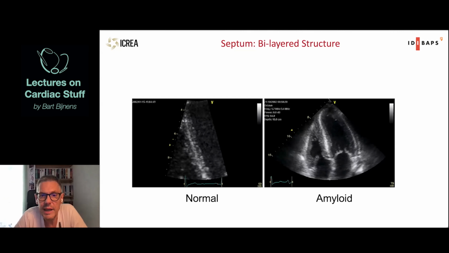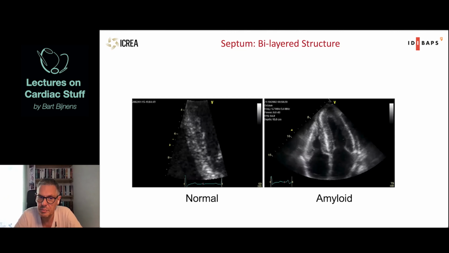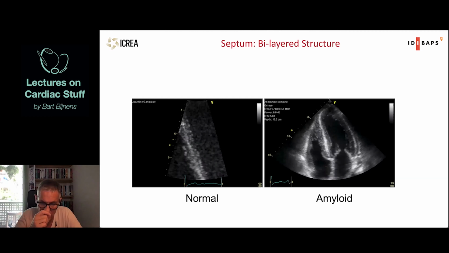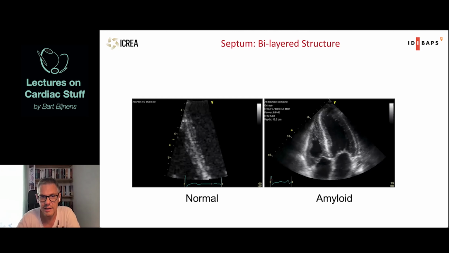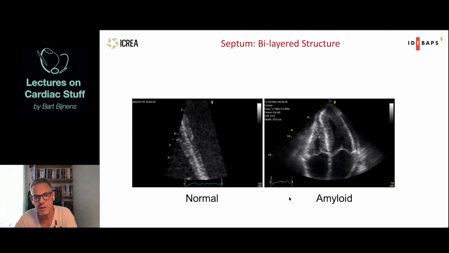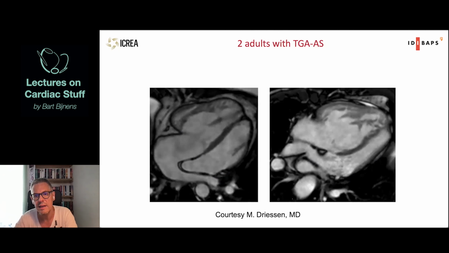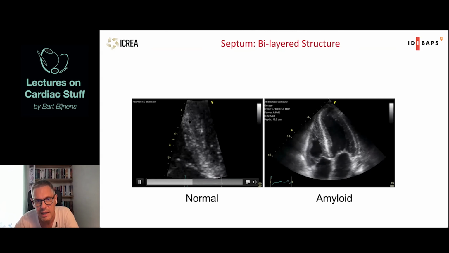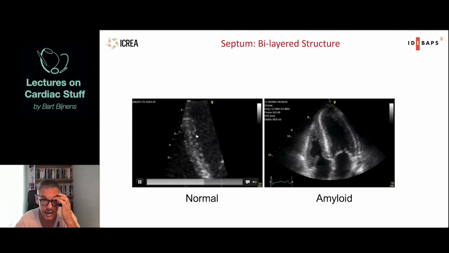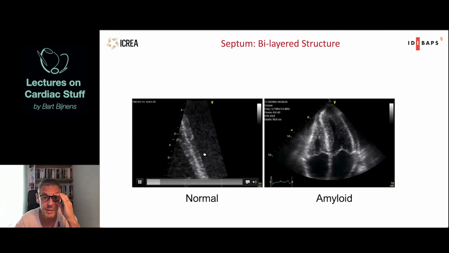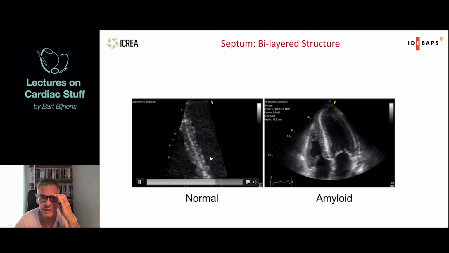Now, let's come back for a moment to the septum. When you look at it, it's actually quite interesting that at the moment the resolution of ultrasound machines started to become good enough, you would always recognize this kind of white line in the middle of the septum. And so it looks like the septum is a bilayered structure in some ways.